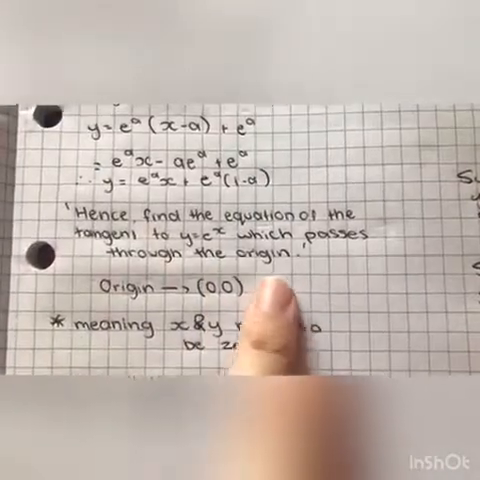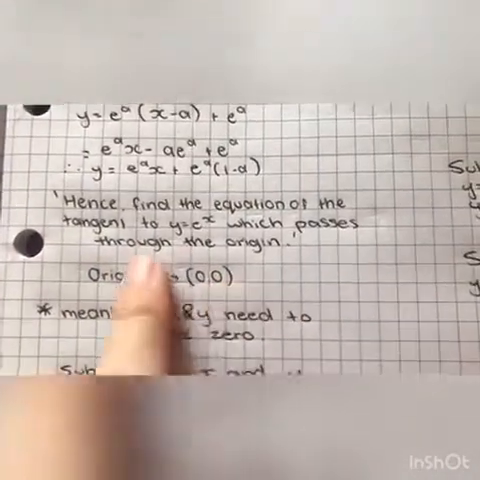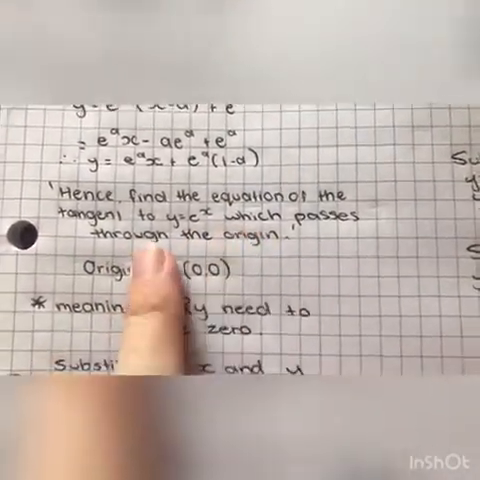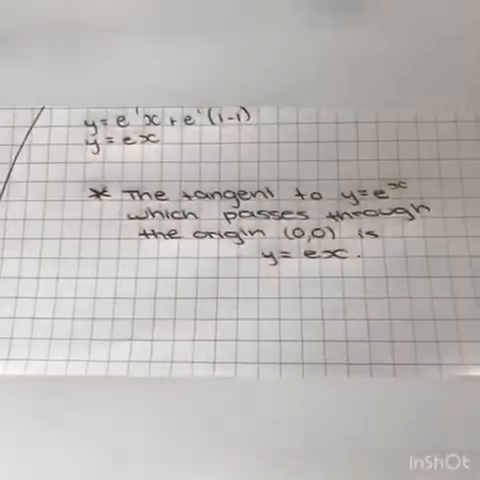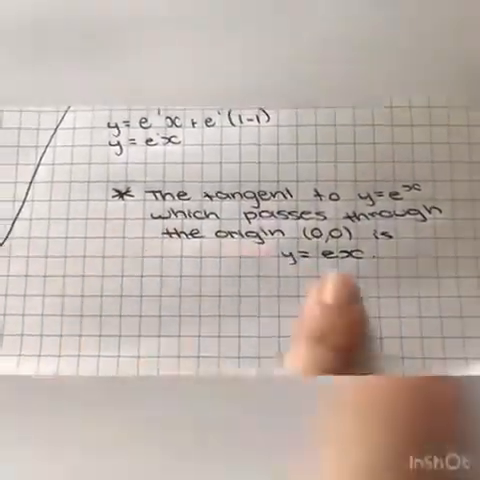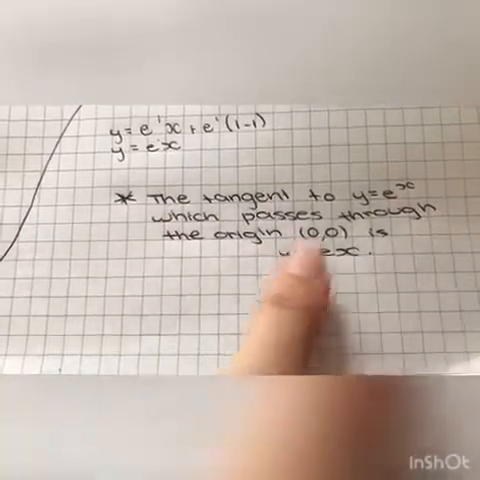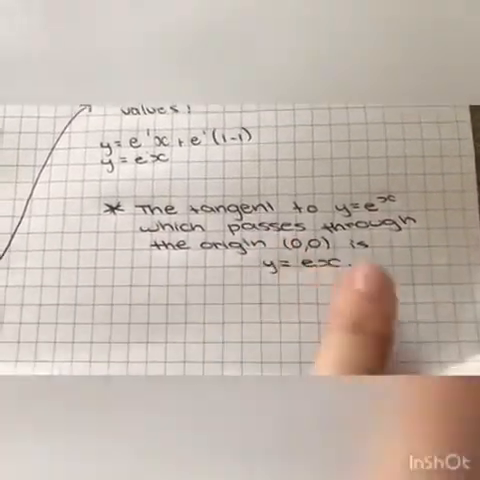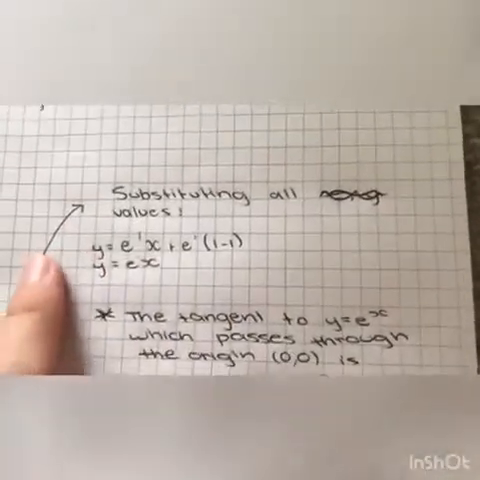So the answer to find the equation of the tangent to y equals e^x, which passes through the origin, is that the tangent to y equals e^x which passes through the origin at the coordinates (0, 0) is y equals ex, as we found through substitution.